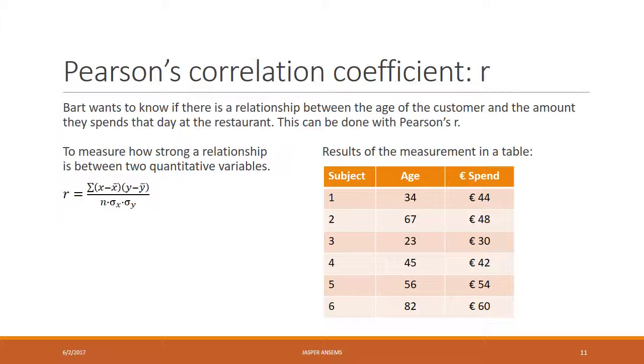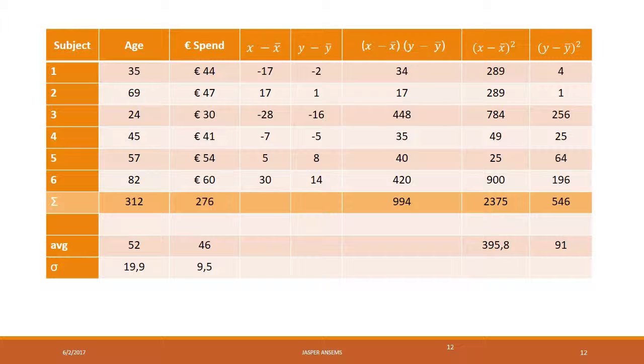This is the result of the measurement. So we have 6 subjects, 6 people entered the restaurant that day, and we asked for their age, and that is shown in the table, and we wrote down the euros spent that day. So now we have a big table, and we're going to take this step by step. On the left, subject, age and euros spent were already shown on the previous sheet, and we added them up. Age adds up to 312, euros adds up to 276. So the average of 312 is 52, and the average of 276 is 46.